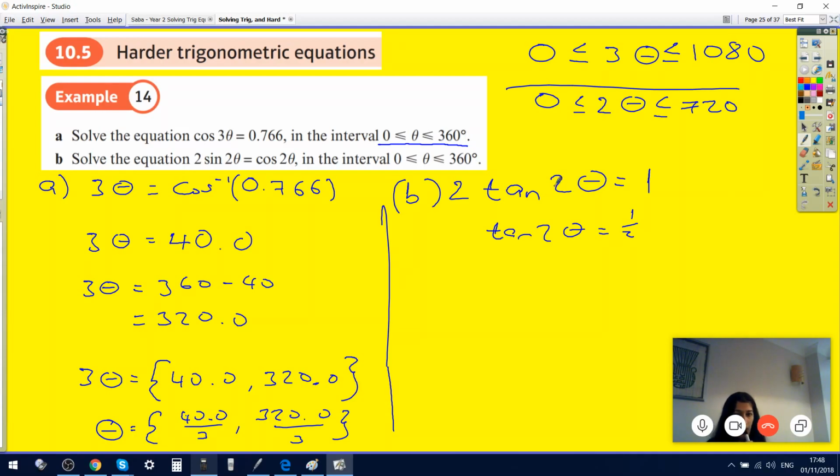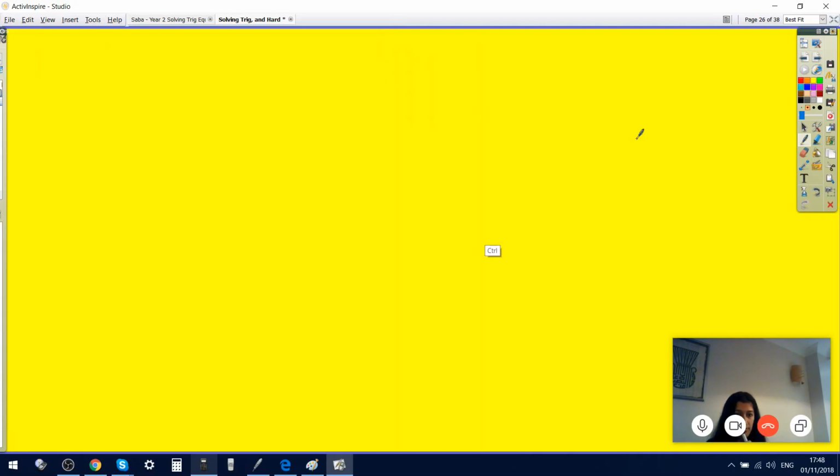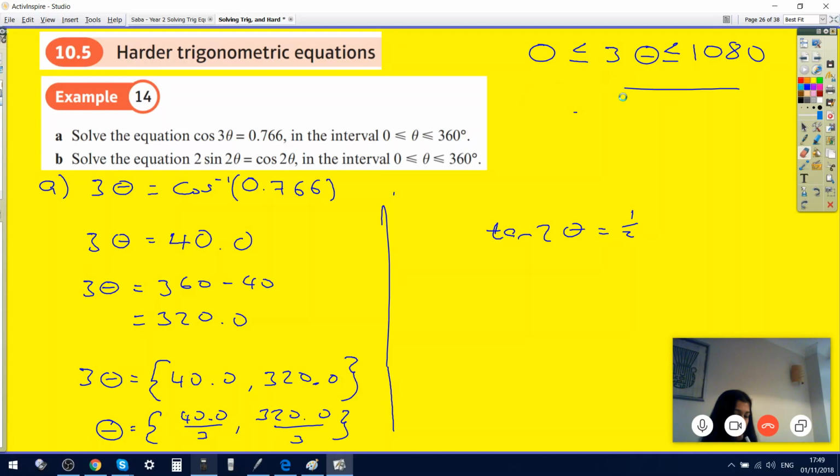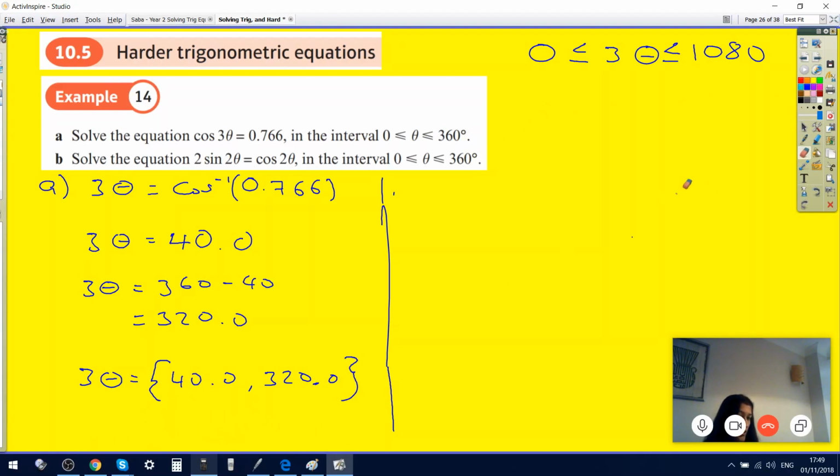Oh, hold on. We left out lots of answers from the previous one. Previously we said 40 and 320 for 3 theta. Can we get more answers? Because 3 theta is between 0 and 1080. At this point, all you can do is keep adding 360 to both answers, because cos repeats every 360. So 40 plus 360 is 400. 320 plus 360 is 680.